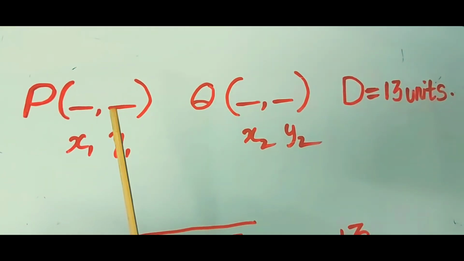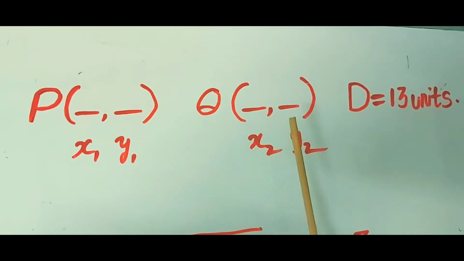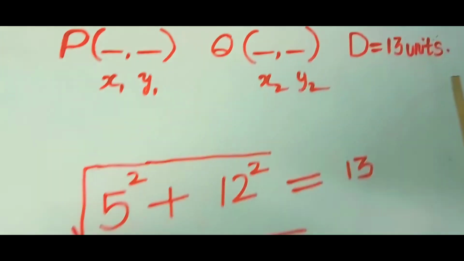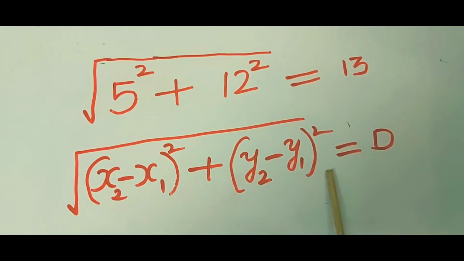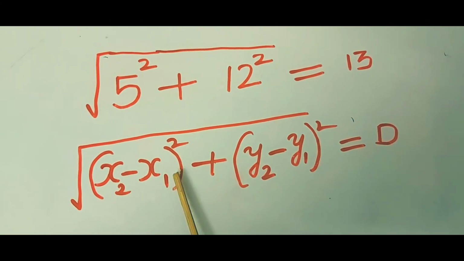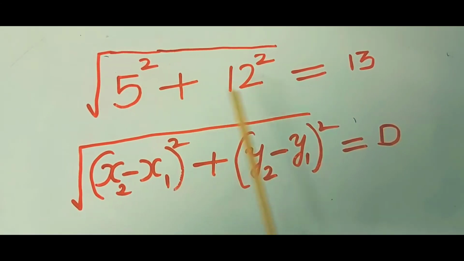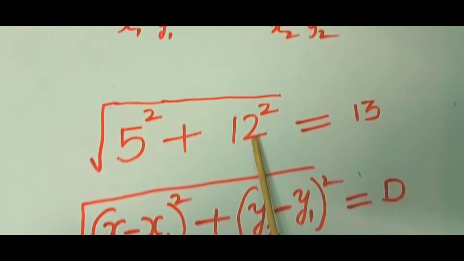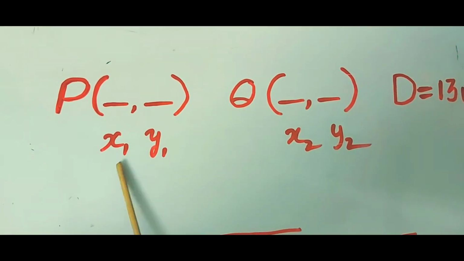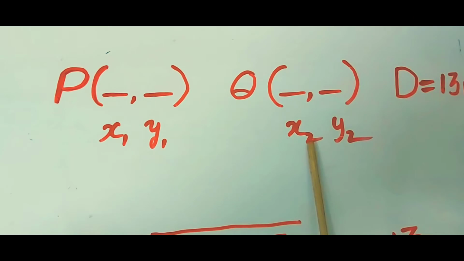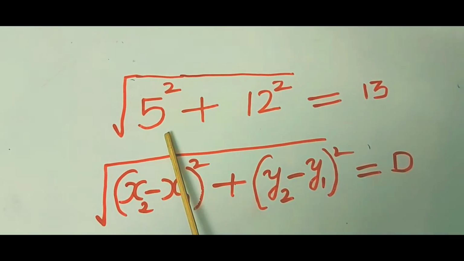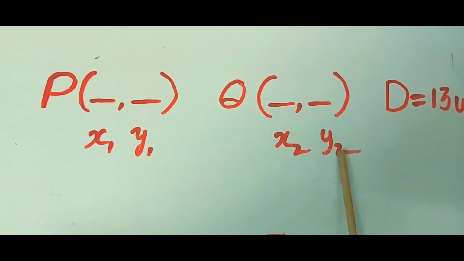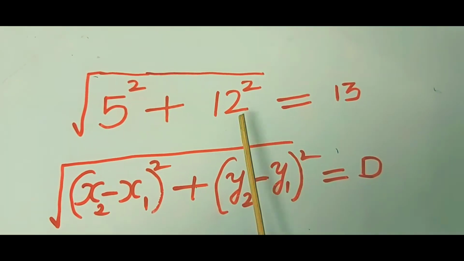The coordinates of P and Q are taken as x1, y1 and x2, y2. As said earlier, distance is 13 units. If you notice these two equations, x2 minus x1 must be equal to 5 and y2 minus y1 must be equal to 12. So we should select x1 and x2 in such a way that their difference must be equal to 5. Similarly, we have to select y1 and y2 in such a way that their difference should be equal to 12.